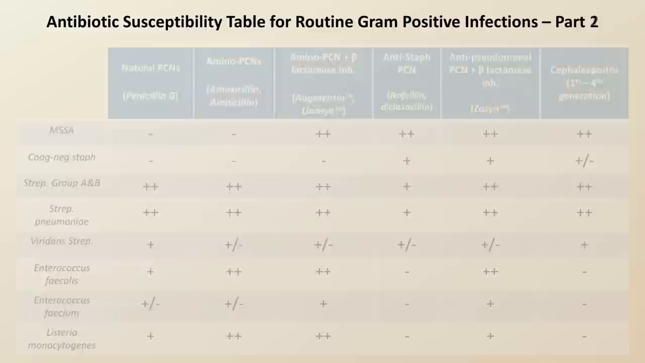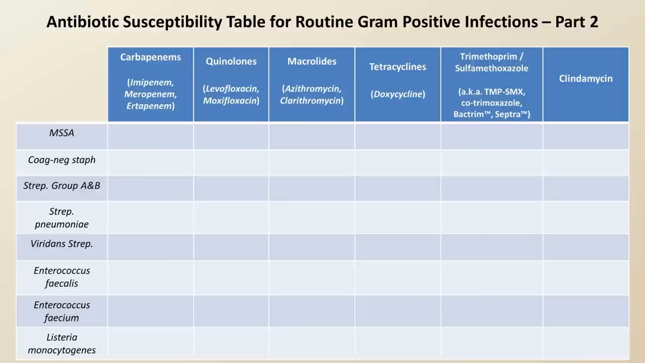Let's take a closer look at part two of this chart. The carbapenems, which are very broad-acting, cover all gram-positives well, with the exception of Enterococcus faecium. Also, as you can see, ertapenem, which is in this and some other ways ever so slightly less broad than the other members of this class, does not cover Enterococcus faecalis either. The quinolones, specifically levofloxacin and moxifloxacin, provide great Enterococcus faecalis, strep A, B, pneumoniae coverage, and fair staph and Listeria coverage.